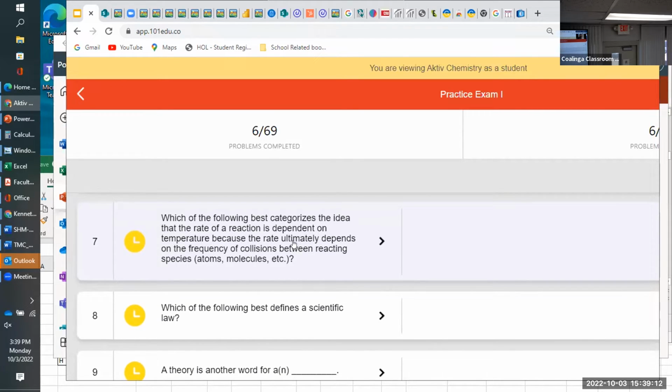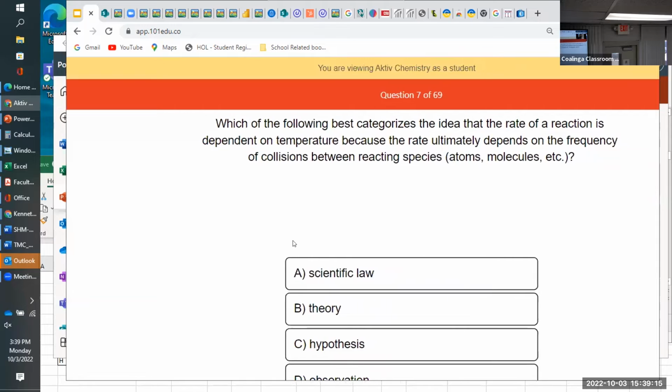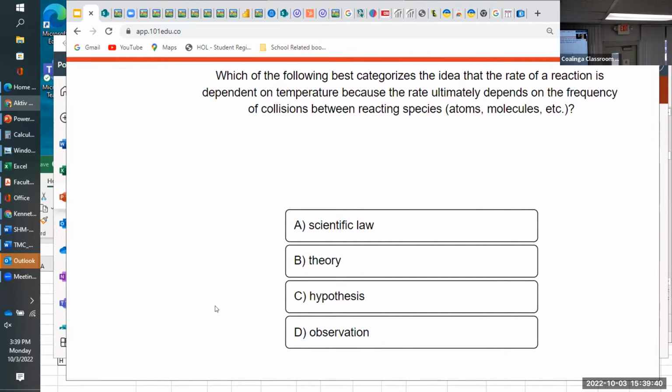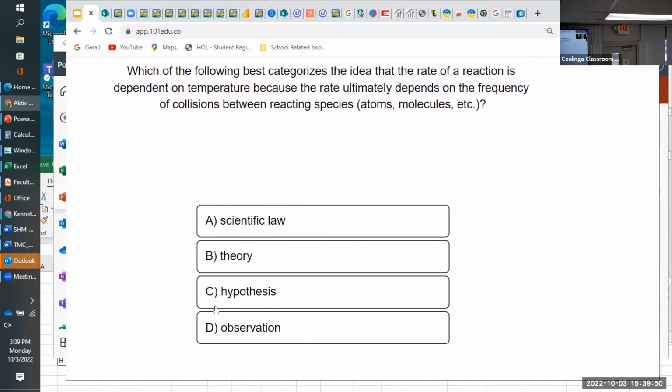Oh, okay, I'll just look at the TV over here. I can do this one. It says, which of the following best categorizes the idea that the rate of a reaction is dependent on the temperature, because the rate ultimately depends on the frequency of collisions between reacting species, atoms, molecules, etc.? Scientific law, theory, hypothesis, observation. Can you scroll a little bit to the right? Yeah, there you go.